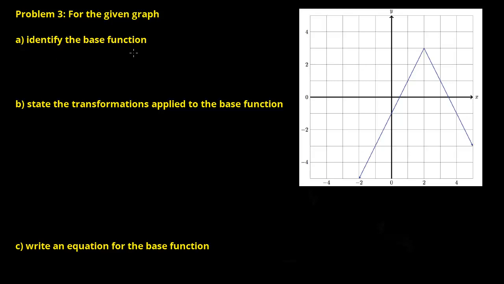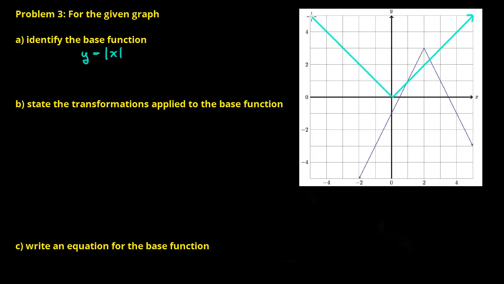We can identify what the base function is by thinking of what function I can transform to get this graph. And if you think about it, the base function is y equals the absolute value of x. If I think about what the absolute value of x looks like, it looks like this. So this is my parent function.